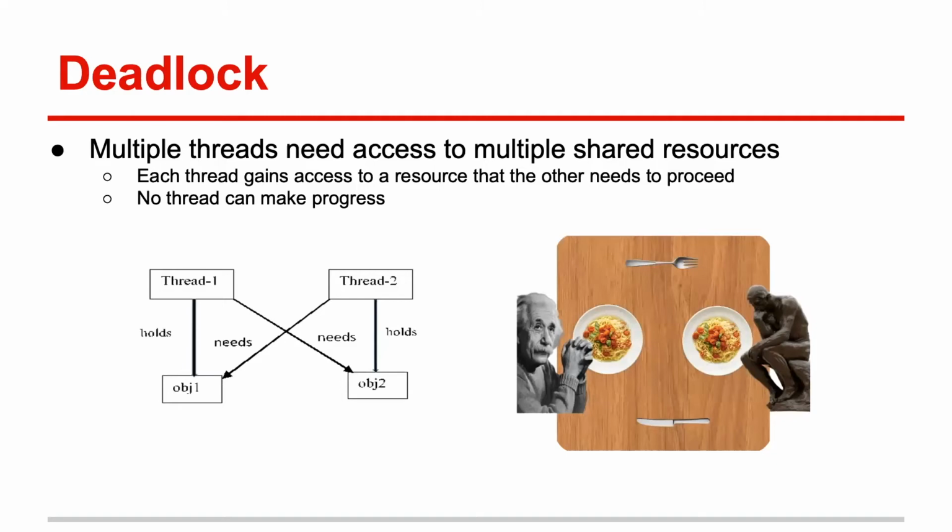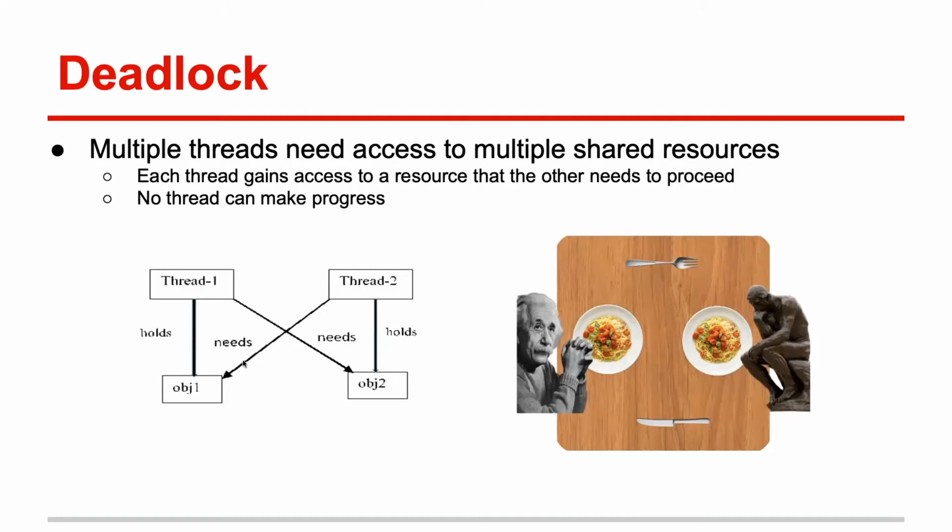So when we try to enforce mutual exclusion, when we have something like locks, we also run into a problem where multiple threads will try to access multiple shared resources. So we'll try to grab multiple locks, essentially. And so what happens is each thread gains access to a resource that the other threads need to continue.